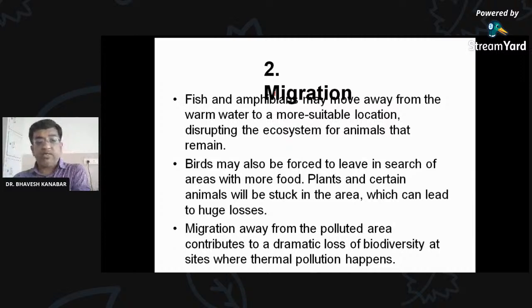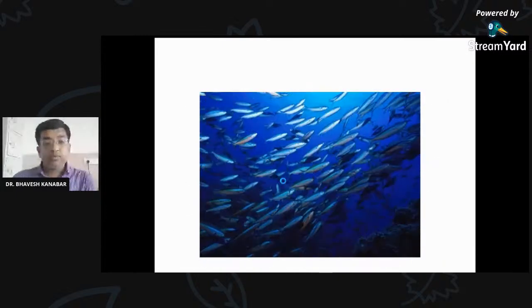Migration, we have already seen that animals, fish, birds, amphibians can migrate from one part to another part to save their lives. You can see that in winter, many birds come from foreign countries to our Gujarat state, particularly in Jamnagar as well as in Nal Sarovar. This is called migration. Again, a photograph of aquatic animals migrating.